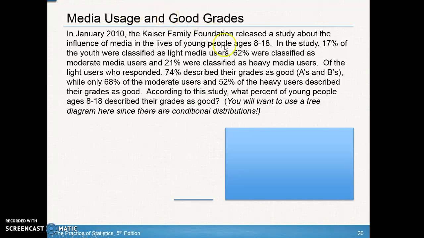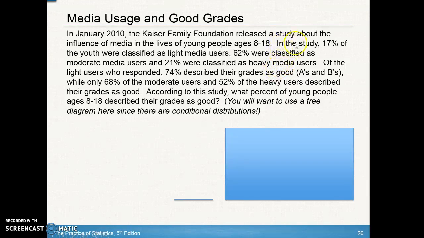All right, so let's go ahead and take a look at this one. January 2010, the Kaiser Family Foundation released a study about the influence of media in young people's lives. So you want to be able to recognize sort of what your branches are going to be in your tree diagram. So here's what we know. 17% were classified as light media users, 62% were moderate, and 21% were classified as heavy media users.